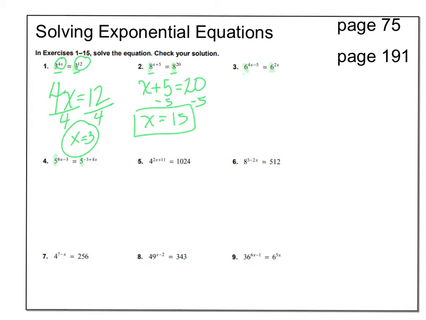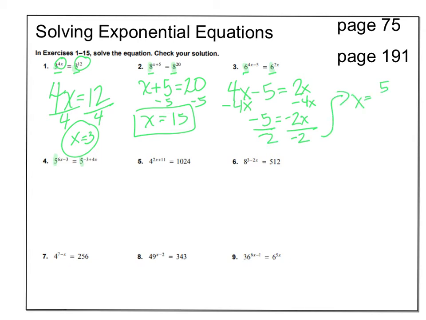Number 3. When the bases are the same, your exponents are equal. I'm going to subtract 4x. Negative 5 is equal to negative 2x. Divide by negative 2. X will equal positive 5 over 2. Leave it as an improper fraction.